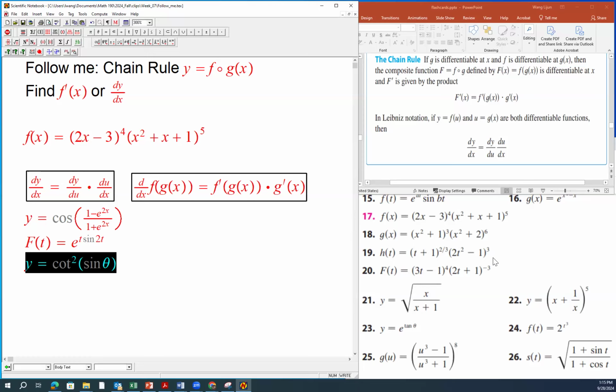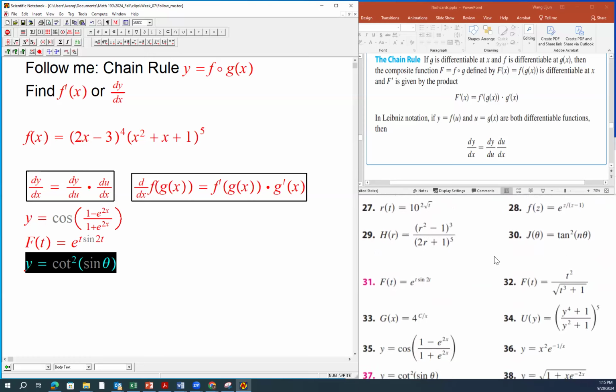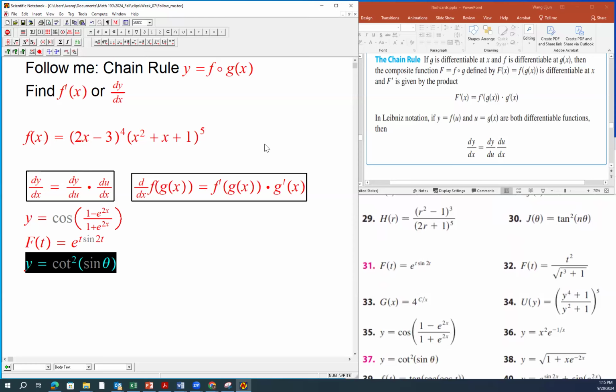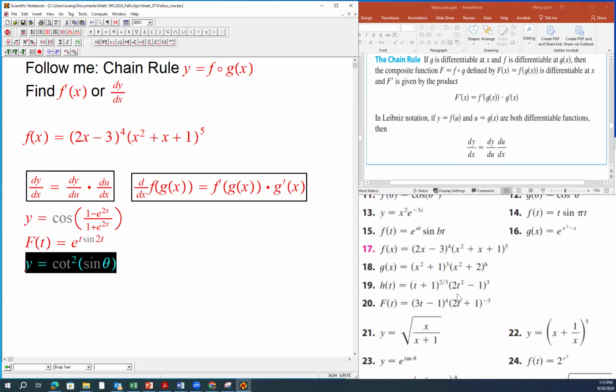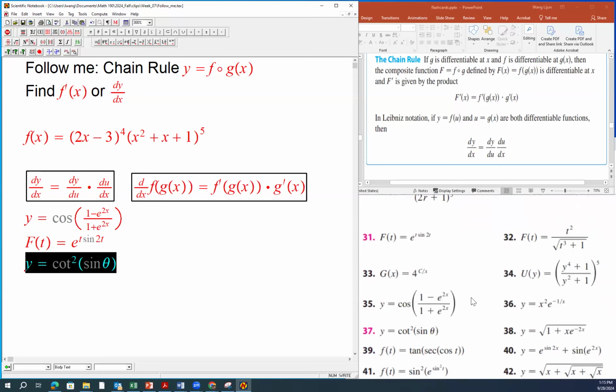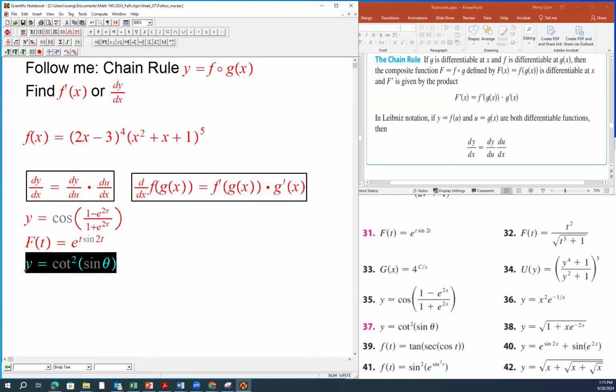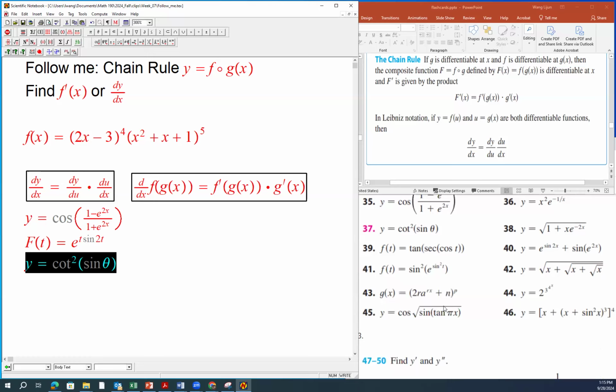I selected these questions from this set of homework. That's the first one. The first one is right here, number 17 here. And the second one is 35. And the fourth one, capital F of t, is this number 31. And there's another one, which is a cotangent squared of sine theta, 37. Okay, so now let's get started.